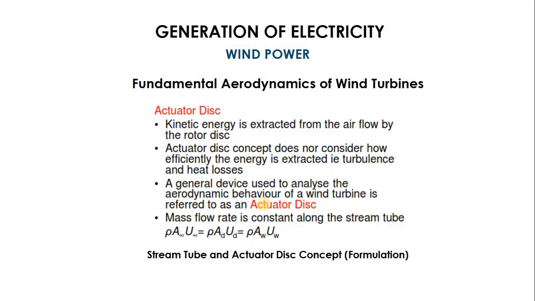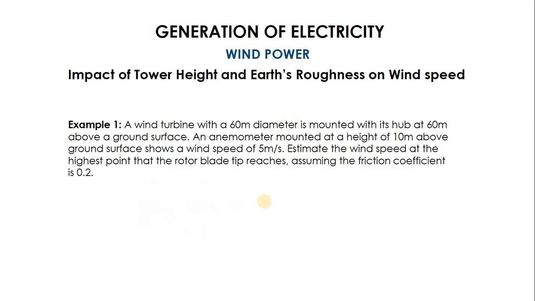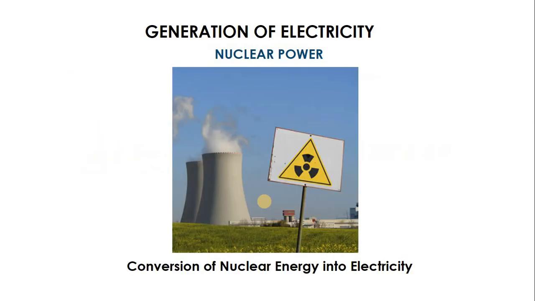So we are going to move on to look at the other power plants that we have, and then later on we'll come back to the aerodynamics of the wind turbine. So the next power plant we are going to be looking at is nuclear power. So in this case, we are converting nuclear energy into electrical energy or electricity. So let's take a look at a nuclear power plant.